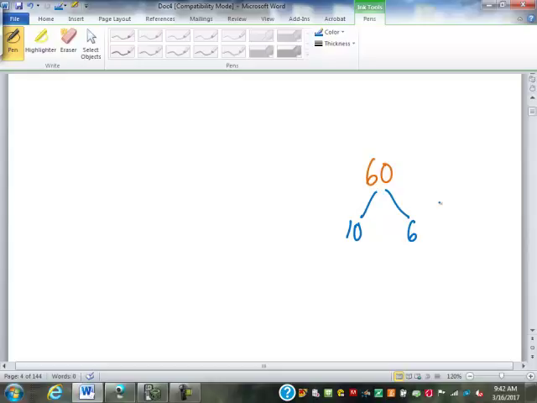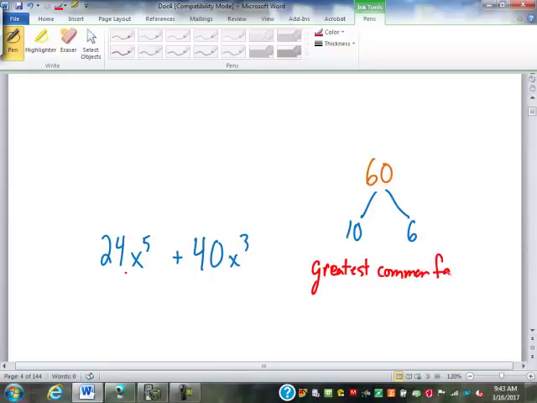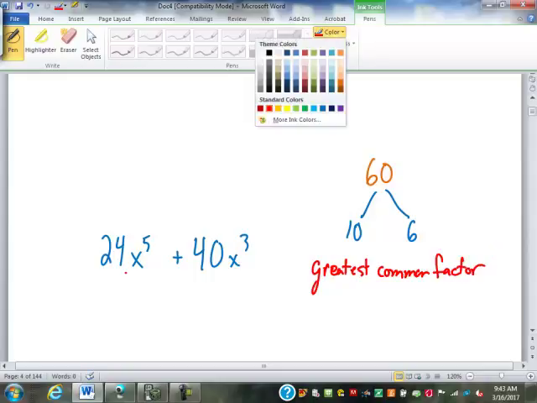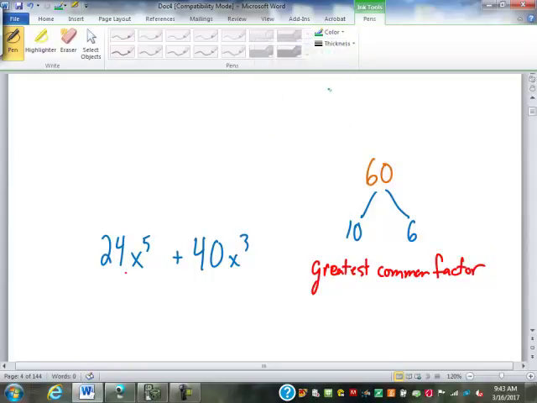But when we have two numbers like that, let's say we have 24 x to the 5th plus 40 x to the 3rd. When we have an algebraic expression like this with two terms, what we're looking for is the largest number that we can take out of each of them. That's called the greatest common factor. And the greatest common factor can be found in a couple of ways. The most methodical way of finding it is to actually factor those numbers.